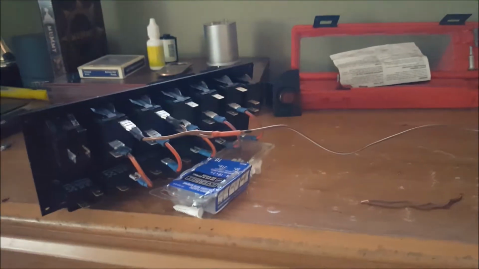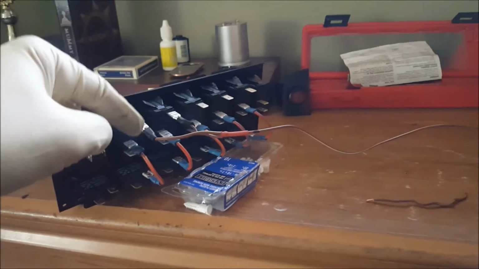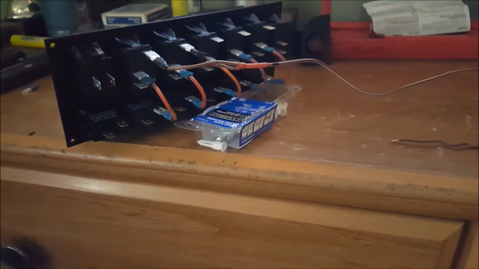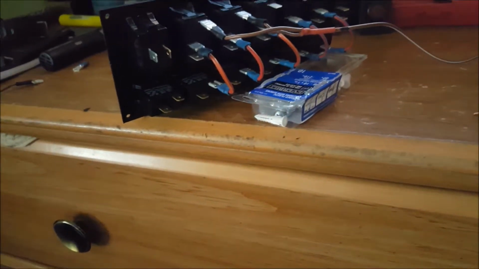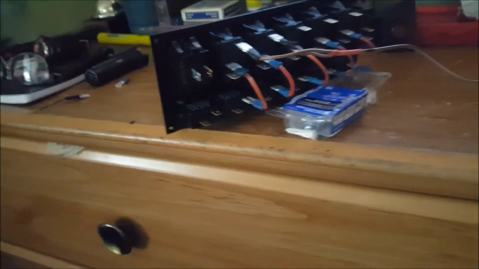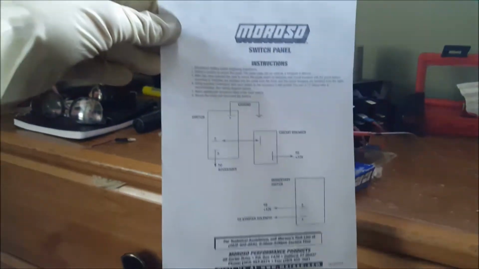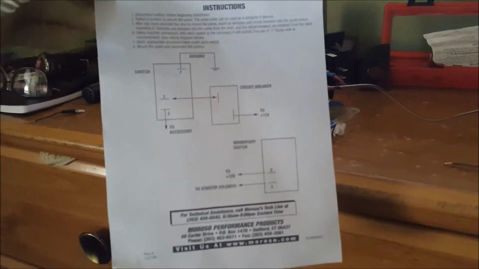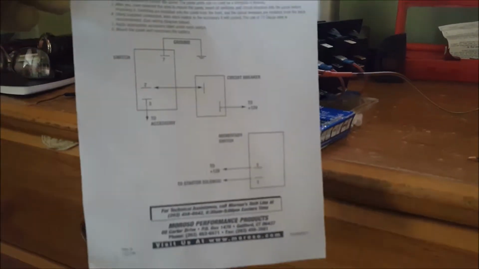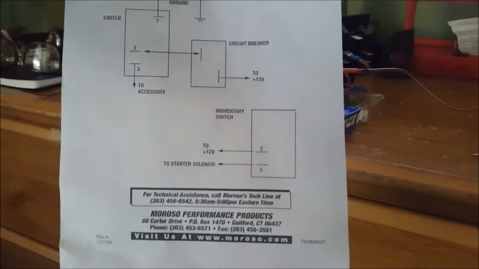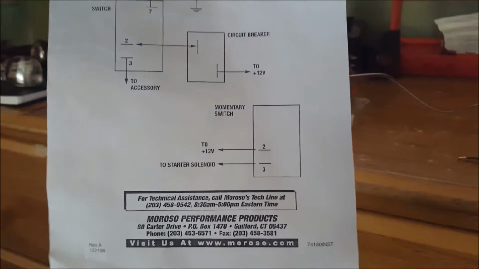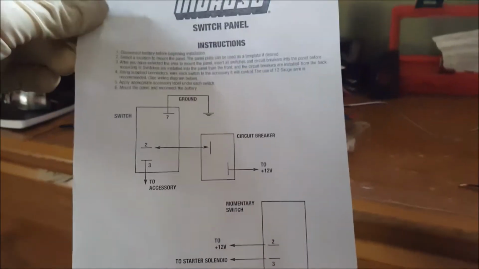Alright, so now as you see, I'm doing the ground wire. The diagram that I'm following is what Morso supplies with the panel, which we have here. Pin 7 is ground, 2 goes to the circuit breaker, 3 goes to accessories, and the other pin for the circuit breaker will be our 12 volt power source. And you see our momentary switch. Pin 2 will go to the power. Pin 3 will go to the starter solenoid, which is just straightforward.